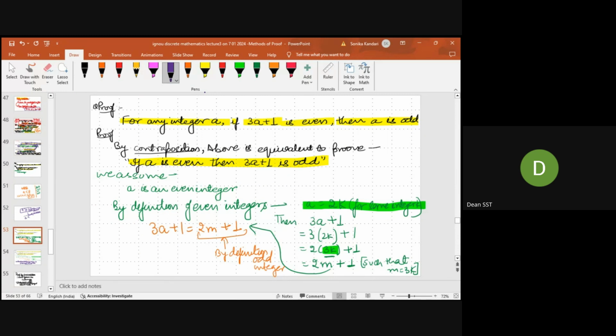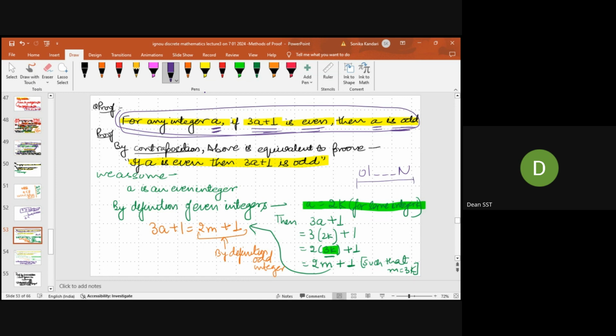Now, there is one more question. For any integer a, if 3a plus 1 is even, then a is odd. This we need to prove. For any integer: and what is an integer? What values are covered under integer? Natural numbers are 1 to n. From zero, you have your whole numbers. And integers cover all values, whether positive or negative.